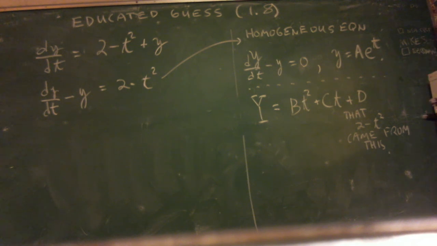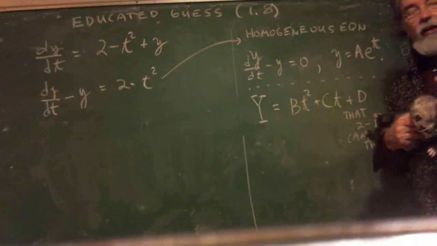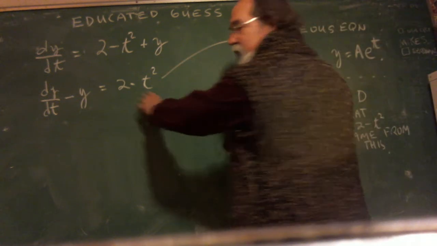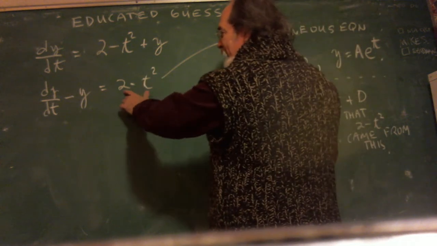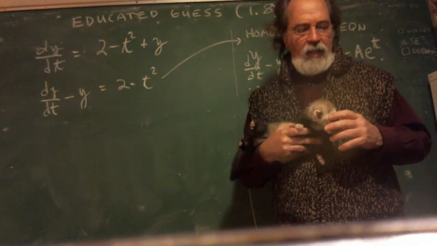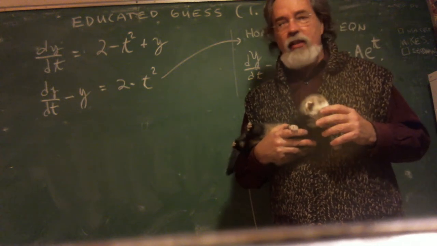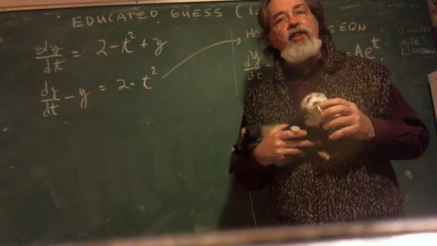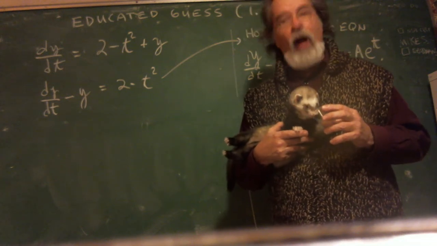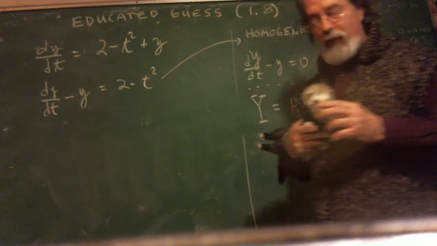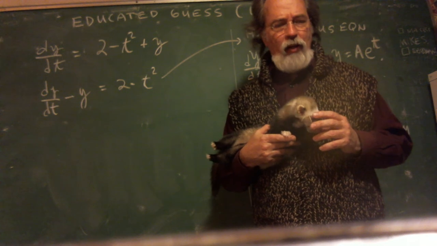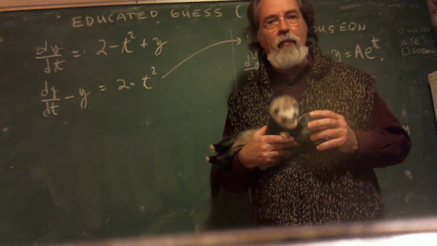So now comes the educated guess part. You look at this differential equation right here. How do we get 2 minus t squared? Where does 2 minus t squared come from? It's not going to come from sine and cosine. It's not going to come from e to the t stuff. It's going to come from a polynomial, because what's the derivative of a polynomial? A polynomial. So if you have a derivative of a function minus the function, and it's equal to a polynomial, then it must have come from a polynomial.